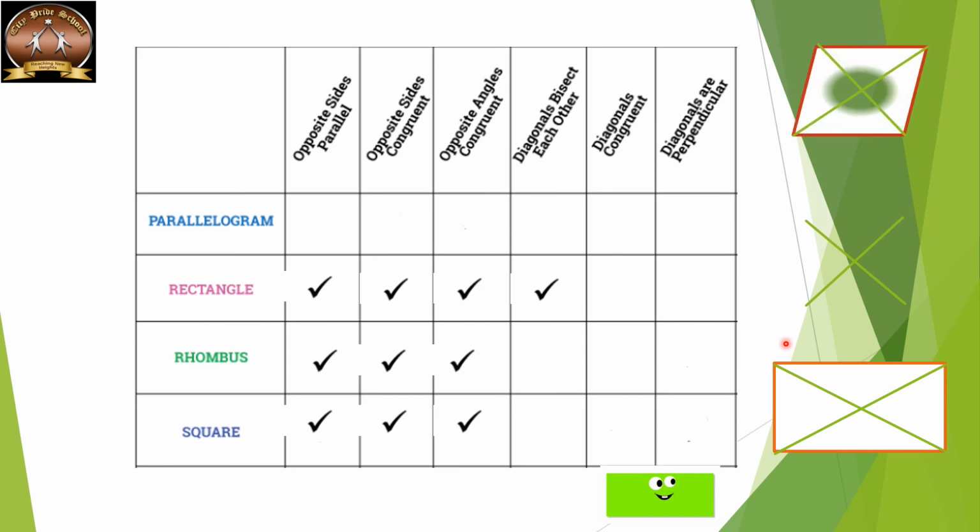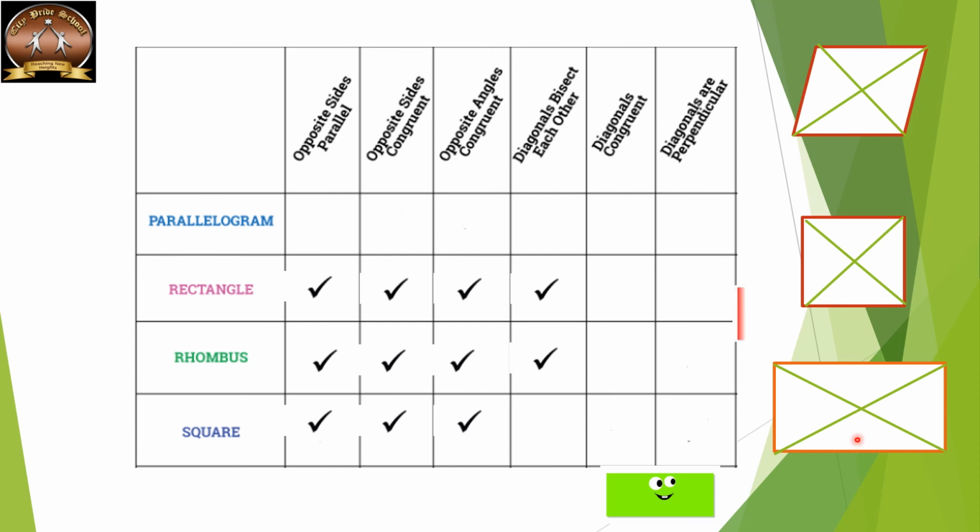Rhombus, yes, diagonals bisect each other. And square, yes, diagonals are equal and bisect each other. In rhombus, diagonals are not equal. One diagonal is longer than the other, but they bisect each other. In square and rectangle, diagonals are equal to each other. So here, diagonals are equal only in rectangle and square. In rhombus, they are not equal.